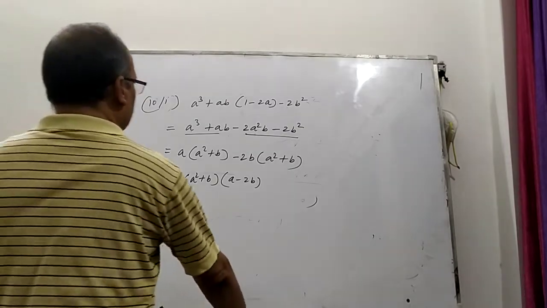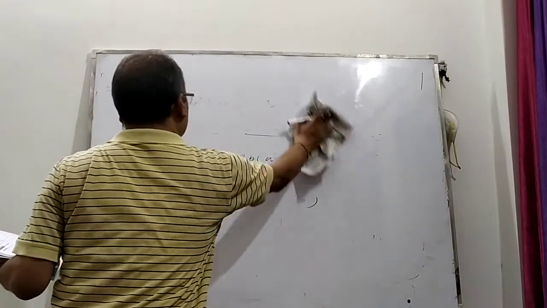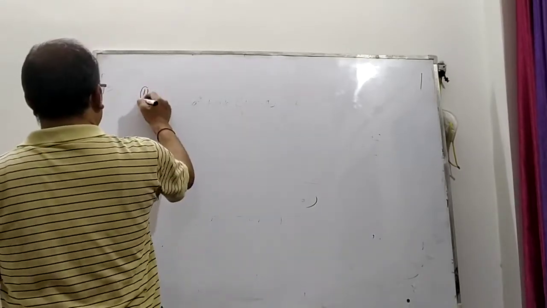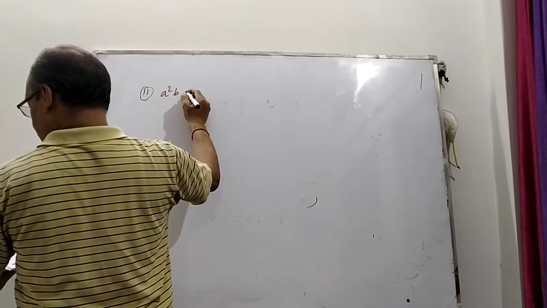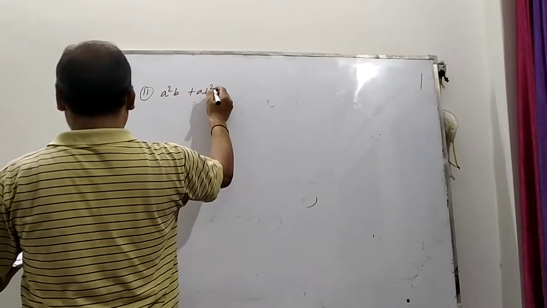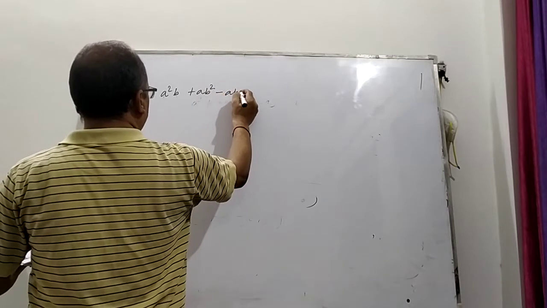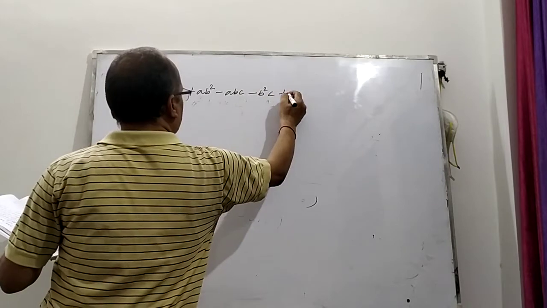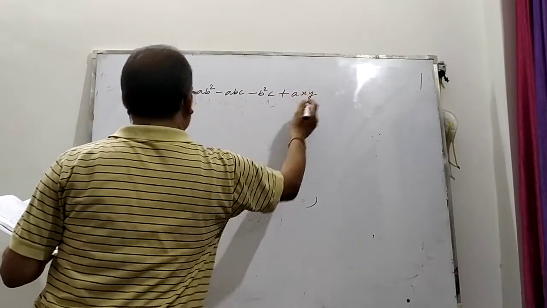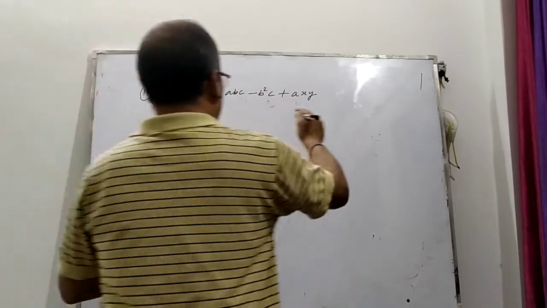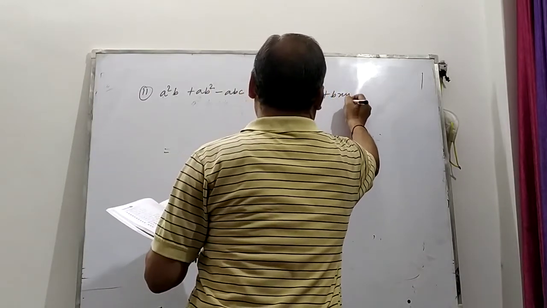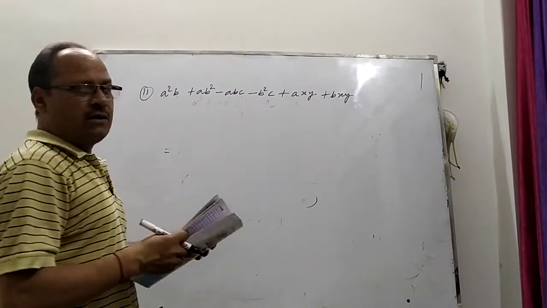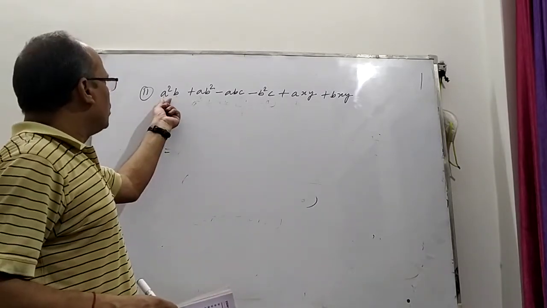Now here 11, 12 and 13 are given. 11 and 13 I am going to explain, and the others you will try. 11th: a²b + ab² − abc − b²c + axy + bxy. You make groups of two terms.